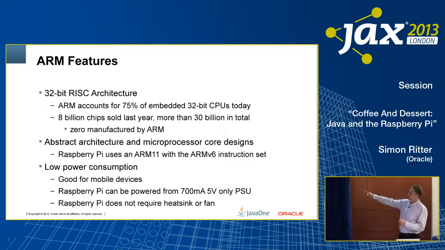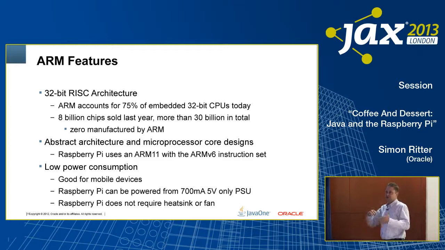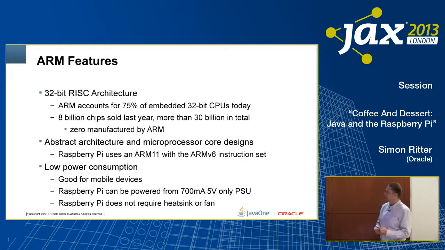And so what you've got is the Raspberry Pi using an ARM11 architecture with an ARMv6 instruction set. It doesn't make a huge difference to what you do with it, but it's worth knowing that that's what's at the heart of the Raspberry Pi.